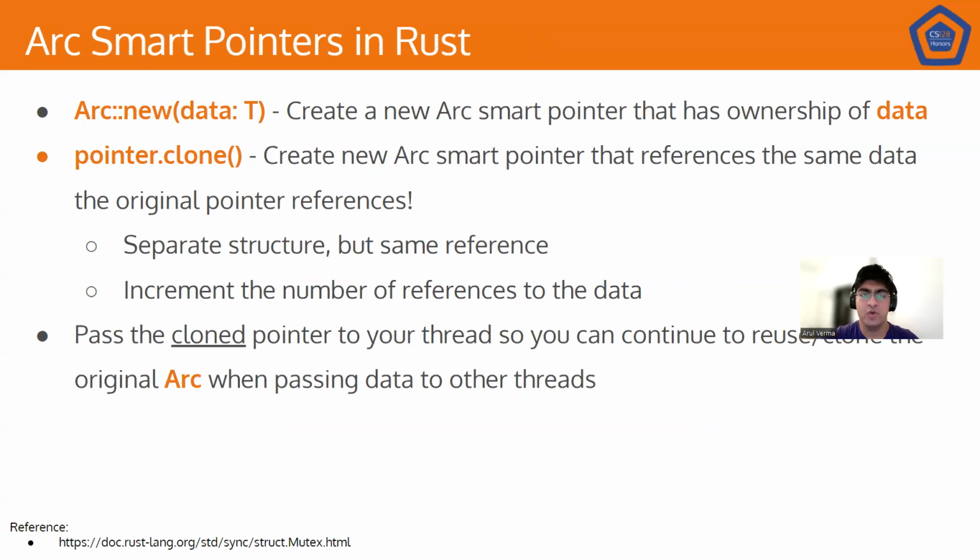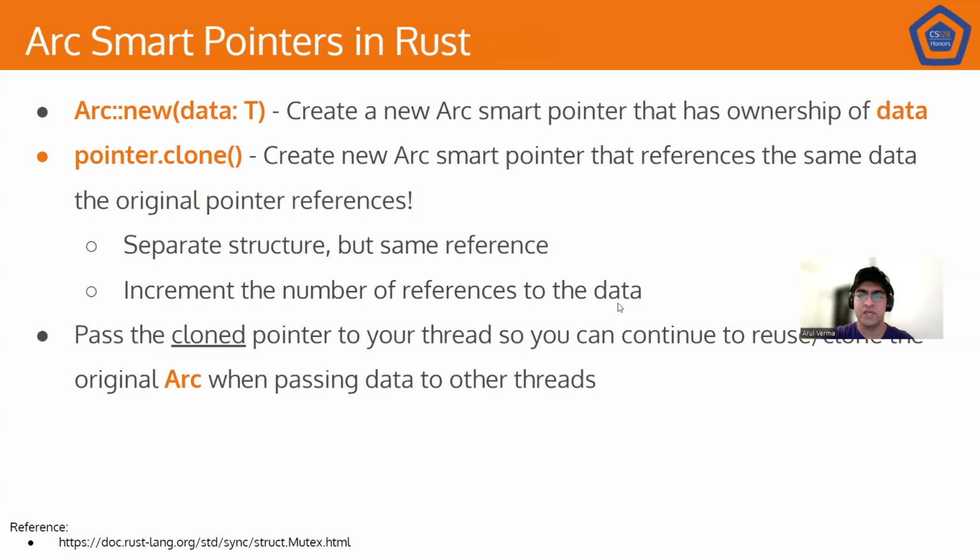Arc is also its own unique class. You create an Arc using the ::new function, and it creates a smart pointer that wraps data essentially. Generally, this data is a mutex in and of itself because you want to protect the data. You can use .clone in order to create a new Arc smart pointer that references the same data that the original pointer references. It's a separate structure, but it's the exact same reference. And this also increments the number of references to the data in our Arc.